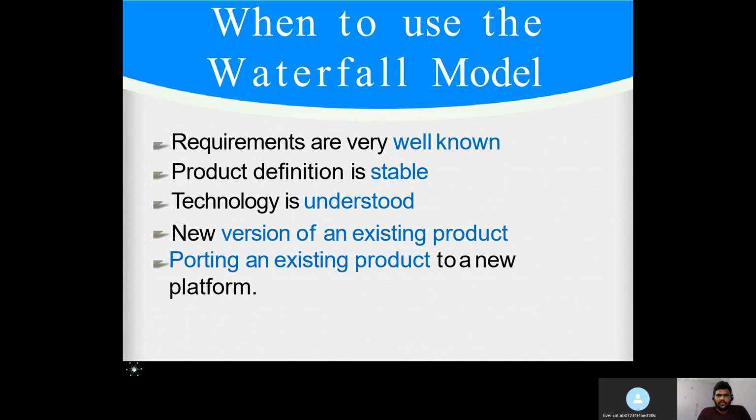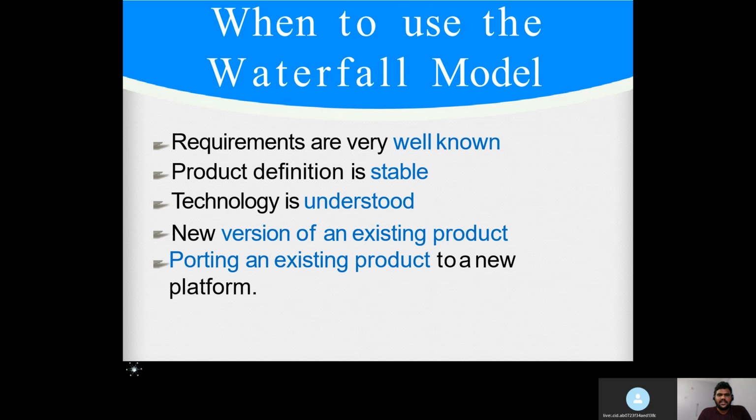When to use the waterfall model? To use the waterfall model, our requirements should be very well known. There should be no change, and the product definition should be stable. Technology is understood, and there is no new version of an existing product, such as porting of an existing product to a new platform. Requirements are well known, as I explained, and the product definition should be stable.